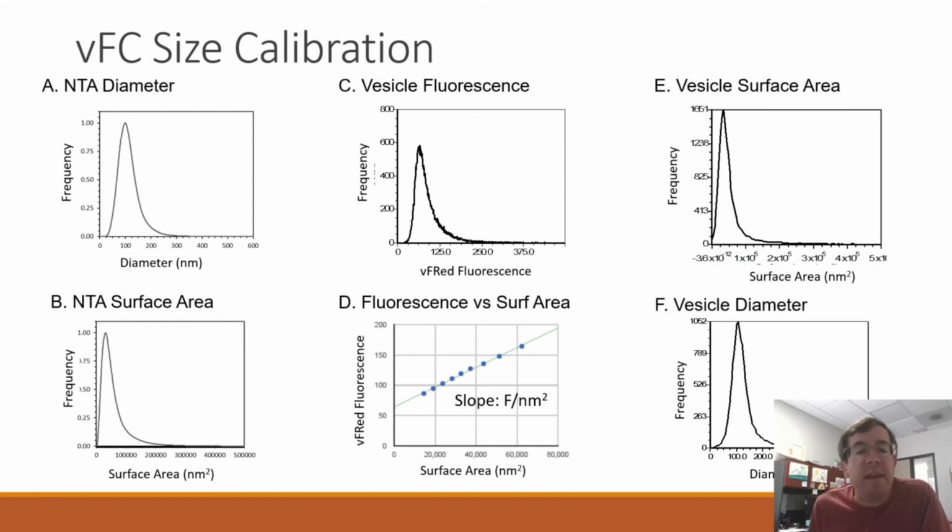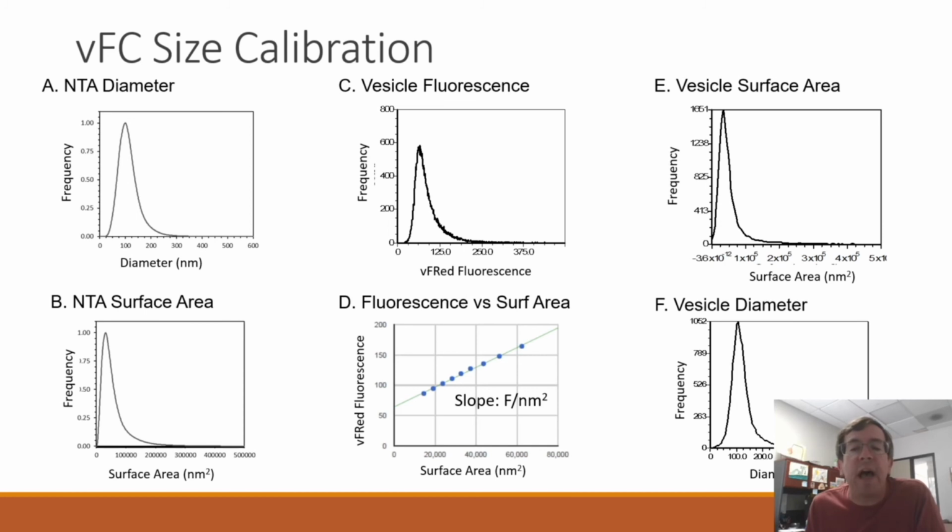And if we stain that liposome with VF red, we can measure its fluorescence distribution. So we have a range of vesicles here that range in size from somewhere less than 75 nanometers out to perhaps as high as 200 nanometers in this case. And if we perform a linear regression of these two distributions, the surface area distribution from NTA and the fluorescence distribution from VFC, we find a straight line.